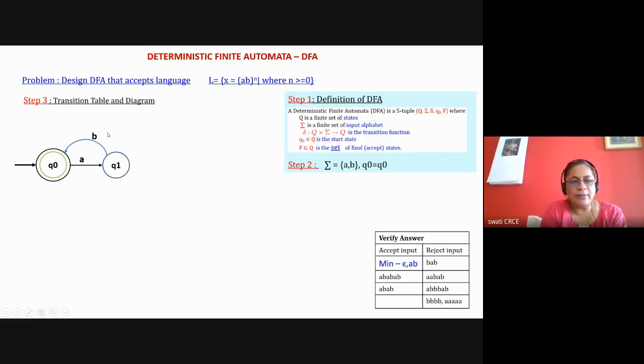Then one more AB can be there, any number of times. AB can be repeated, so it is a loop here. AB ka loop. Okay. Now if the string is starting with B, it will go to the dead state. Or if your string is A, B, and then again B, it will go to the dead state. Okay, so I'll verify my answer. Now it is correct.